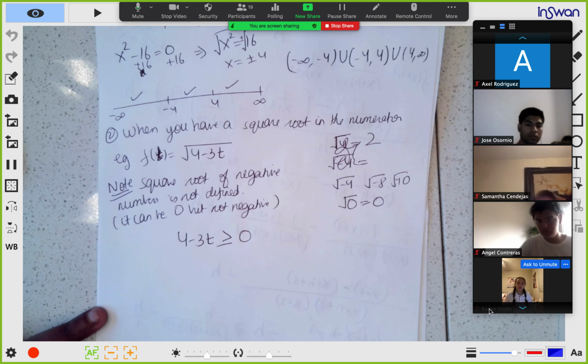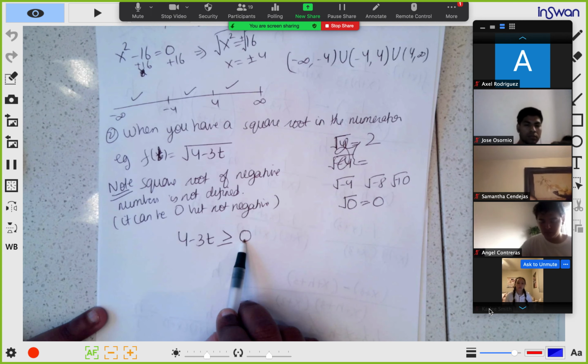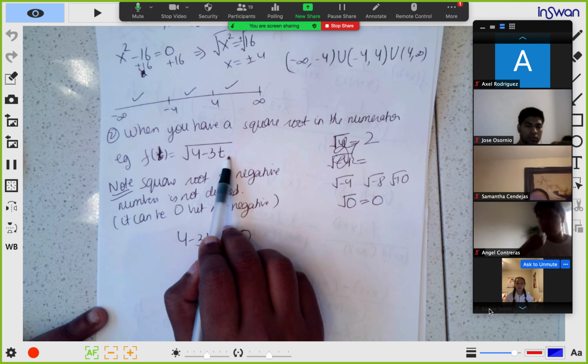Any doubt why I'm putting greater than or equal to 0? Anyone who did not understand this? Because inside the square root I cannot have negative values. That's why the inside should be greater than 0. It can be 0 also, because I know the square root of 0.